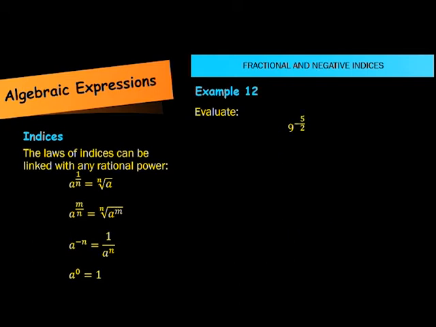And now 9 to the power minus 5 over 2. So let's do this in parts and break it down. This is equivalent to 1 over 9 to the power 5 over 2. We've simply removed the minus sign and put the 9 to the 5 over 2 in the denominator. This is the square root of 9, all raised to the 5. So the square root of 9 is 3, and 3 to the power 5 is 243. So overall, 9 to the power minus 5 over 2 is 1 over 243.